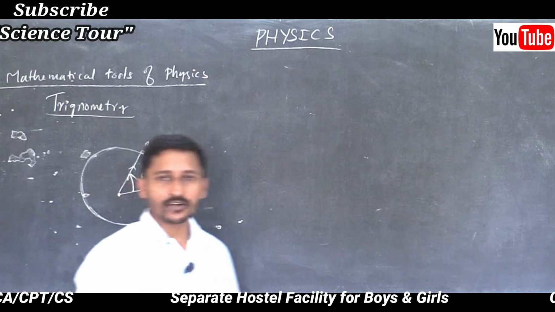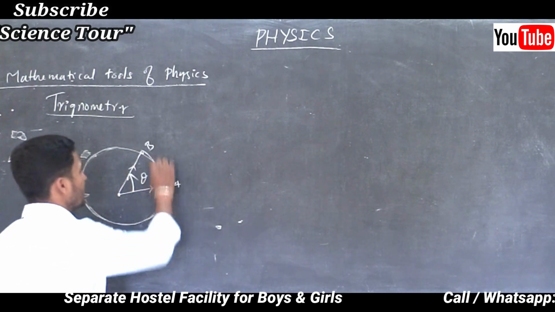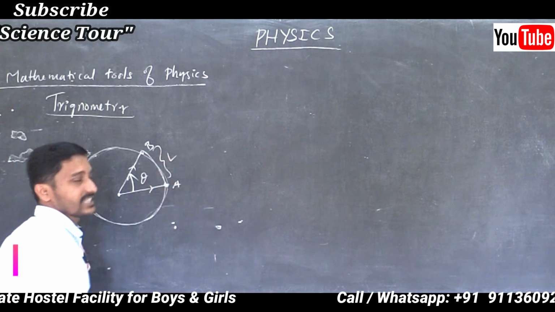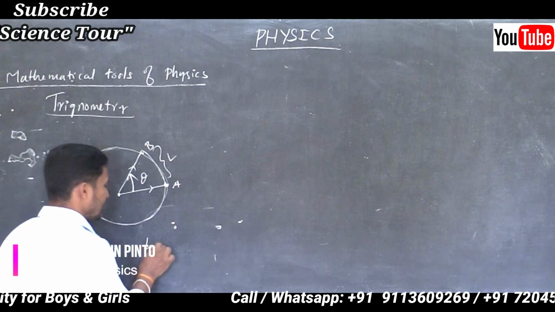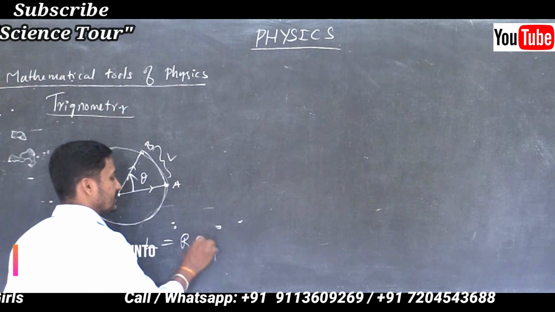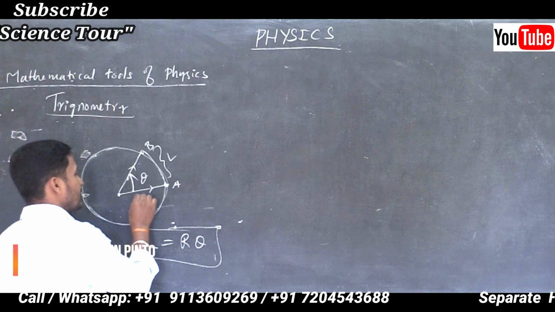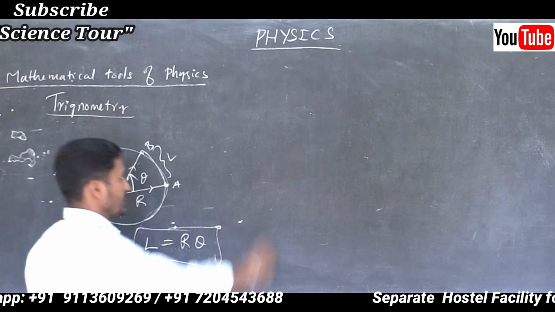And already we have a formula. This is a circumference, L we are going to write down. L is equal to r theta. This is the equation, where r is nothing but the radius.